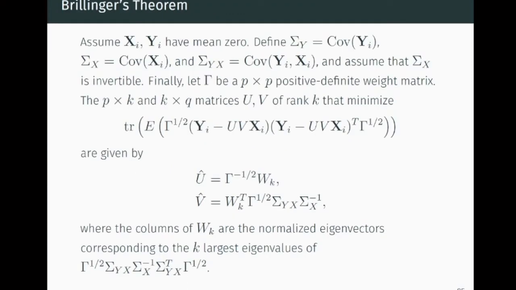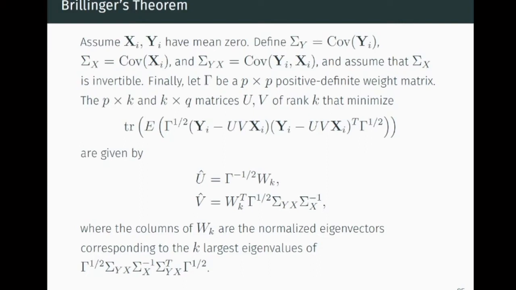So the main result that allows us to fit this sort of model is Brillinger's theorem. And so assume that xi and yi have mean 0, and define sigma y as the covariance matrix of the yi's, sigma x as the covariance matrix of the xi's, and sigma yx as the covariance matrix between the yi's and the xi's. And assume that sigma x is invertible.